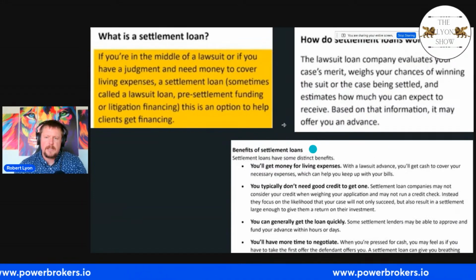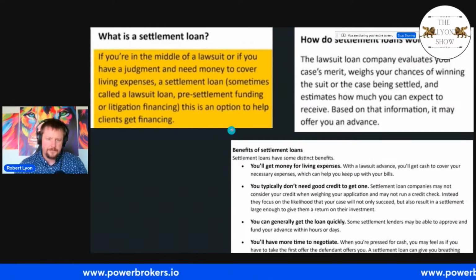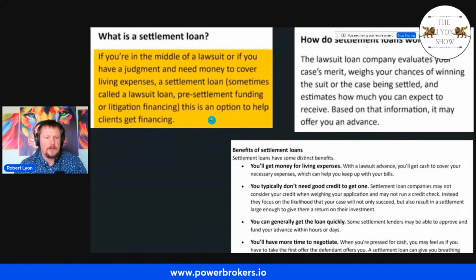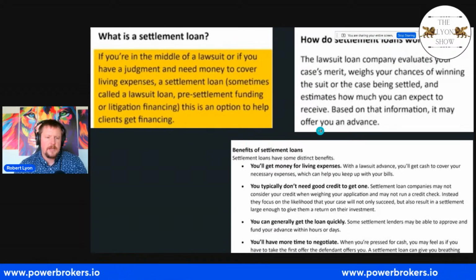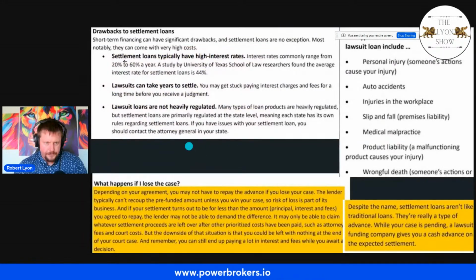But you can help people get settlement loans while they're going through court, while negotiating is going on. If you're in the middle of a lawsuit, you have a judgment, you need money to cover living expenses, a settlement loan, sometimes called a lawsuit loan, pre-settlement funding, or litigation financing, is an option to help clients get financing.